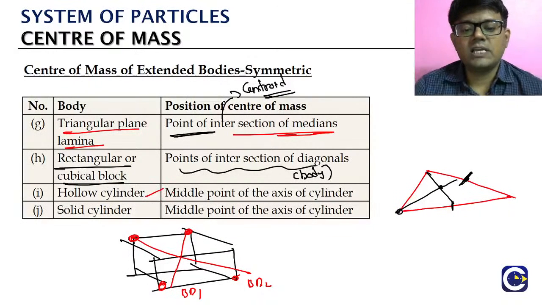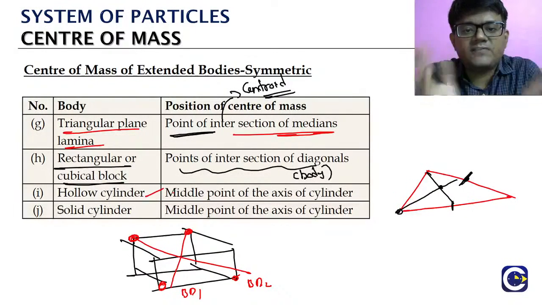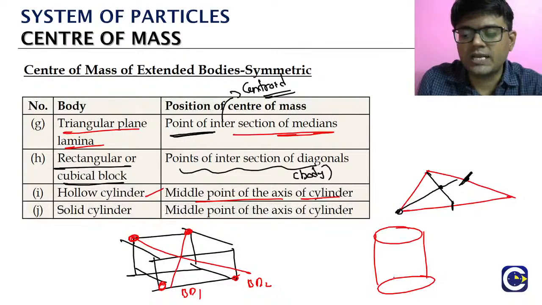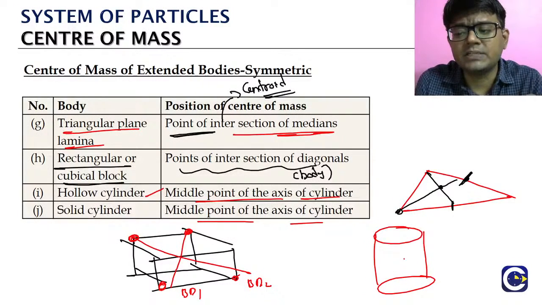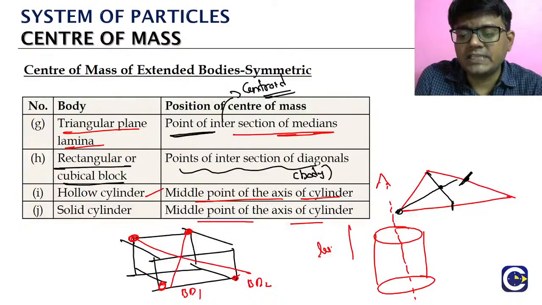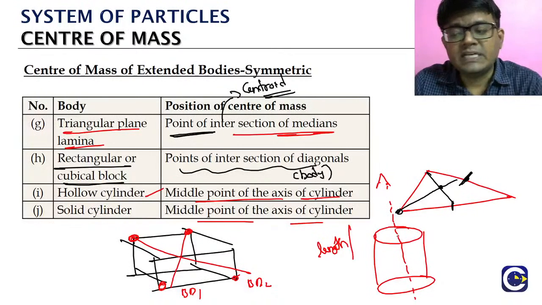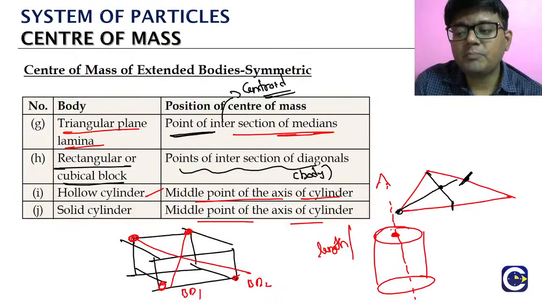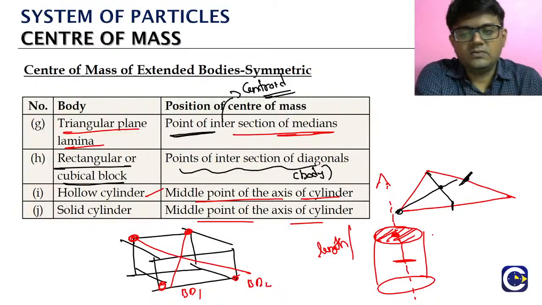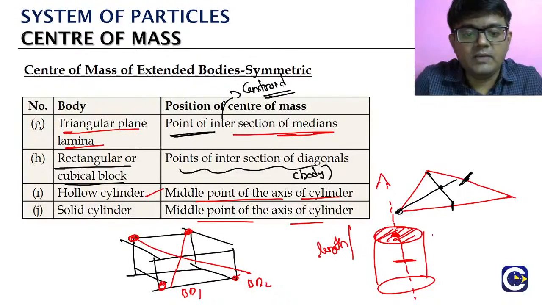Next, look, cylinder. A hollow cylinder means only on the outer surface the mass will be existing. Okay? So what is it? The midpoint of the axis of the cylinder. Look here, if you take a cylinder, the hollow cylinder or the solid cylinder, both are the same. What is the axis? The line that is parallel to the length of the cylinder and that is basically passing through the midpoint of the circular face. That is what we call the cylinder's axis. Okay, look here, the center of mass will be at the midpoint of the axis of the cylinder. So from the midpoint of the axis of the cylinder we will be able to identify the center of mass.